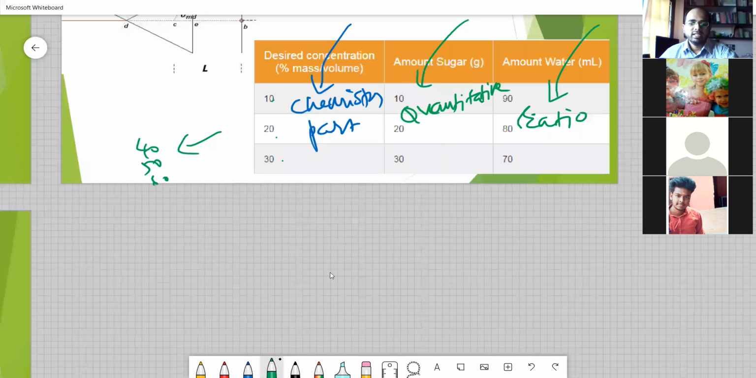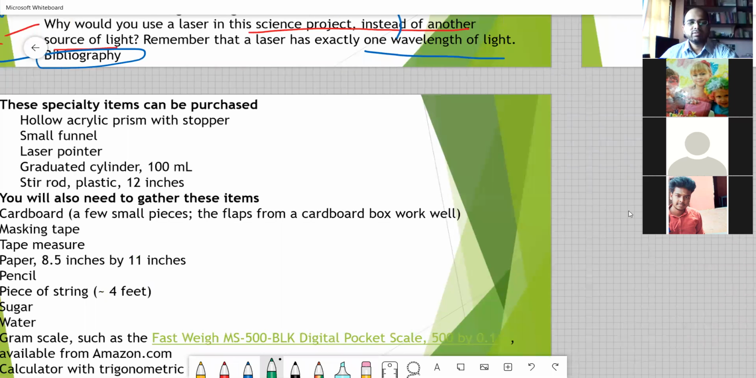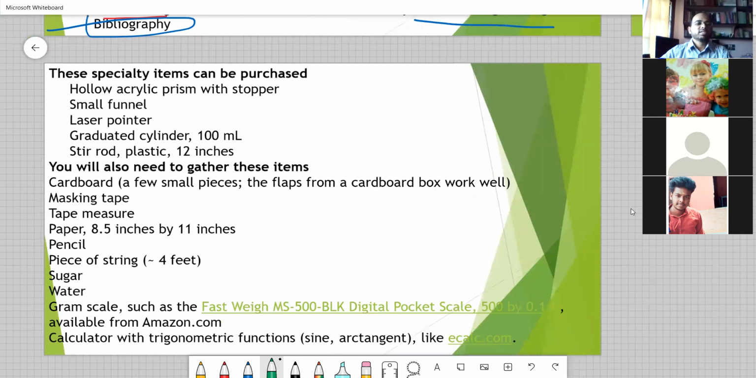Okay. Then we will have, I think, what you require for this special items can be purchased. You have to do some purchase. You have to spend a little money. You need an acrylic prism, stopper, small funnel, laser pointer, graduated cylinder, rod. And you will need some cardboard, tape measures, paper, pencil. All those things are very small things. Okay. Then he is telling about pocket scale, and most of the things are nowadays available on Amazon websites.